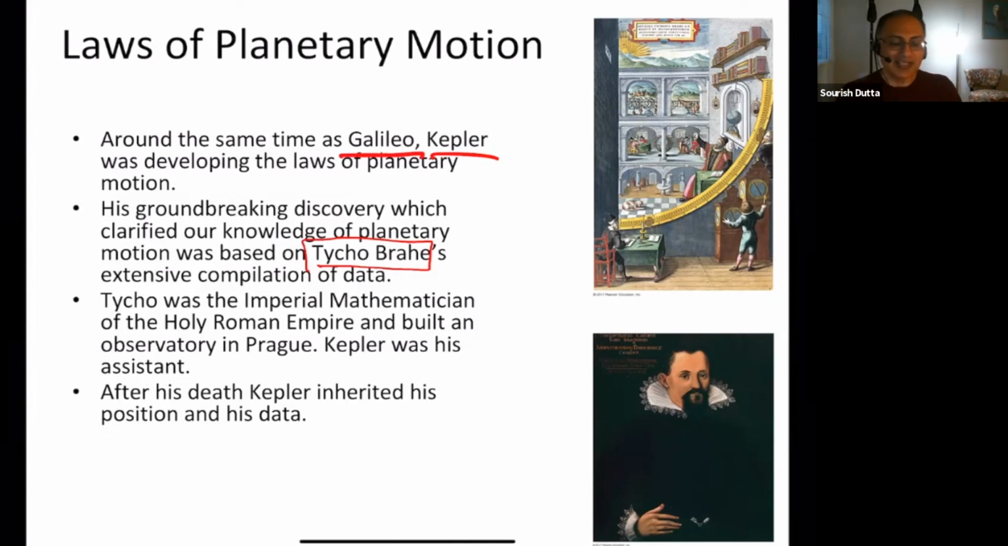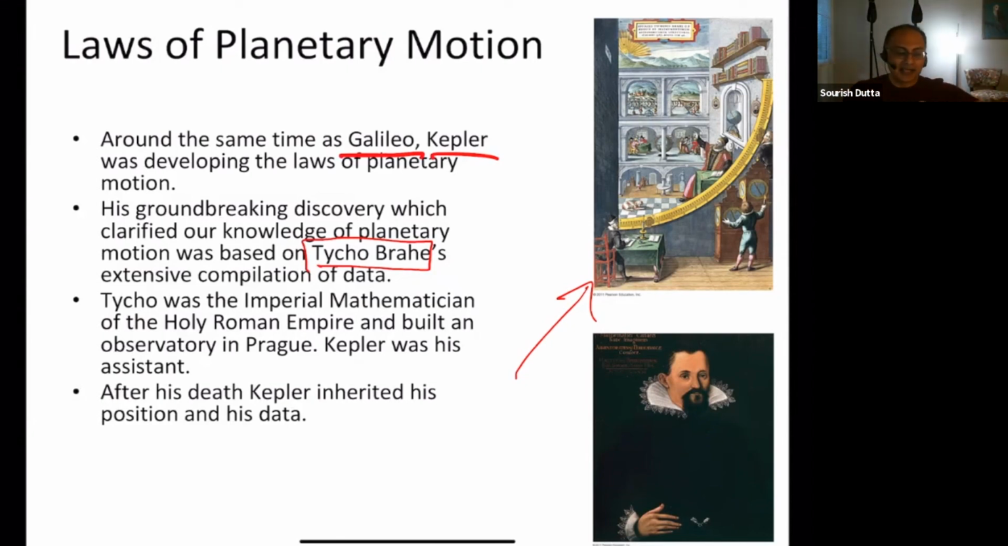Tycho was really interested in trying to understand the motions of the planets as accurately as possible. So Tycho built this observatory. Here is a painting of Tycho in his observatory, where he would take the best possible measurements you can without a telescope, naked eye measurements. He had all sorts of clever equipment with which he could figure out the positions of the stars and the planets in the sky.